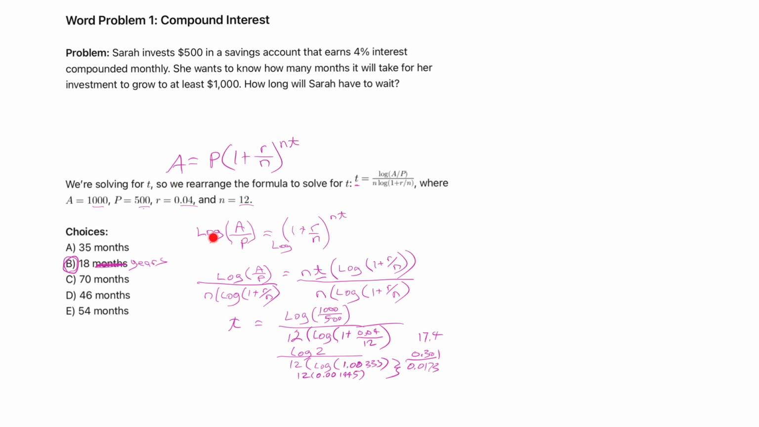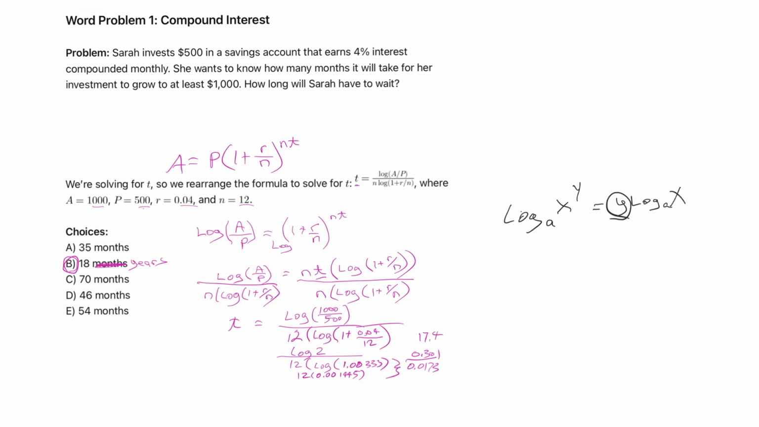Move the P from this side. So first of all, I had A divided by P is equal to 1 plus R over N raised to the NT power, the number of periods. And so what I wanted to do is find out what the exponent is, remembering that our rule is that if I have a number with an exponent, like log to the base A of x to the y power, the y goes in front of the log to the base A of x. And that's what I want.